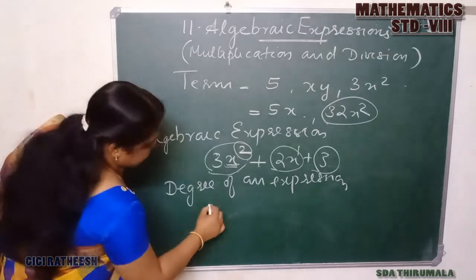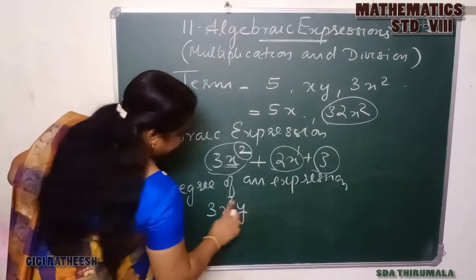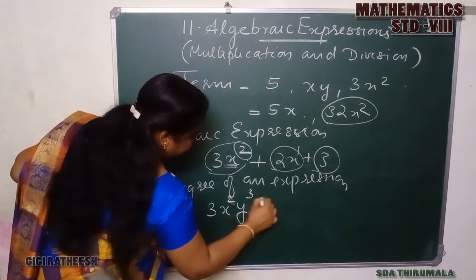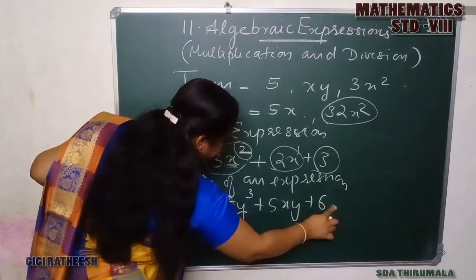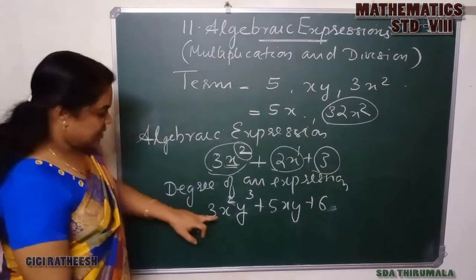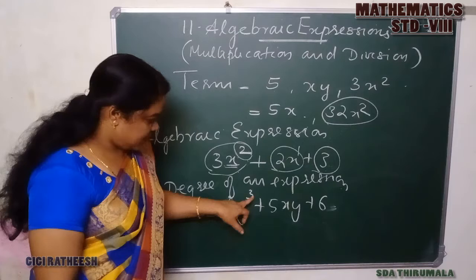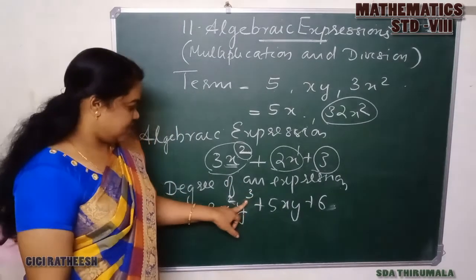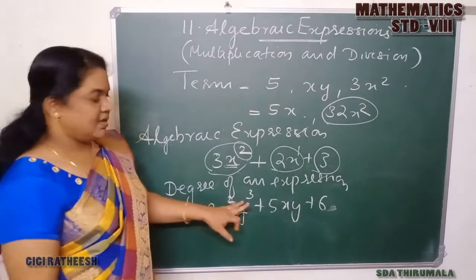And the next is 3x square y cube plus 5xy plus 6. Here the greatest power is x with the power 2, y with the power 3, and here x is 1 and y is also 1. For this expression the degree is 3. That is called the degree of an expression.